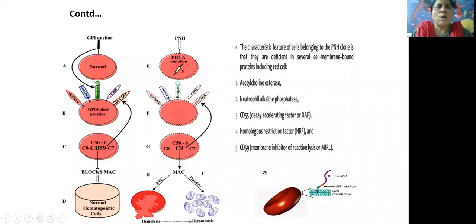See here, this is normal. This is a mutated one. This is a GPI linked. All the proteins are present, 55, 59, all that. But here everything is mutated. No GPI linked protein. And here what happens? The C5b-6, all this happens. But here all are interconnected. This blocks the membrane attacking complex, so normal hematopoietic cells. But here the membrane attack complex will lyse RBC, platelets, it will attack, all that happens.